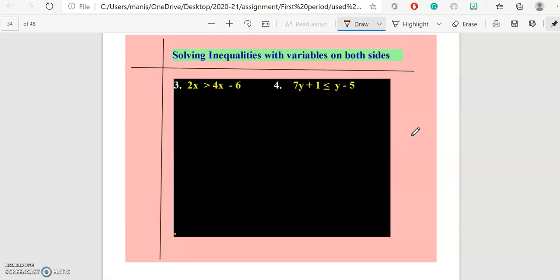Now this question looks easy to us: 2x is greater than 4x minus 6. Our rule is we will bring all the terms having variables on one side, constants on the other. So I will subtract 4x from both sides, because 4 minus 4 will give me 0 and I will be able to eliminate it very easily. This is 2x minus 4x, which will give me negative 2x. I will not change the direction right now because I only subtracted.